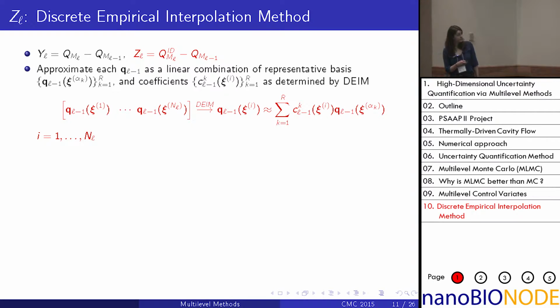So how this is going to work is this process, DEIM, discrete empirical interpolation method, allows us to take a matrix of our coarse grid data. These boldface Qs are the heat fluxes along the hot wall at the end of our simulation, and they're all vectors, so we'll have a collection of them in a matrix. We pick capital R, and it will pick capital R of these columns as a column space basis for the whole set. It will also return these coefficients so that we can rewrite each of these columns as a linear combination of our representative basis.